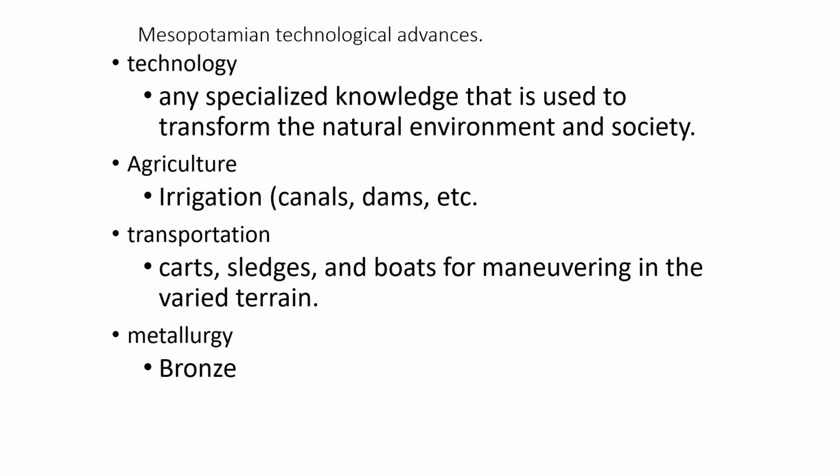Technological advancements, irrigation is going to be a big one, canals, dams, transportation, boats, carts, the first wheels will come about. The metal of this time is going to be bronze. So we don't see iron and silver and things like that being used yet. Bronze is going to be one of the first metals that will be used in Mesopotamian society.